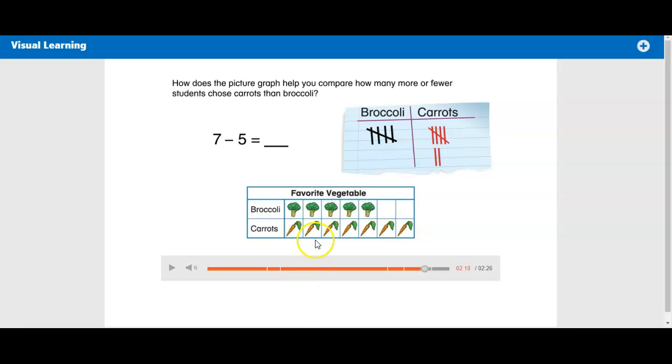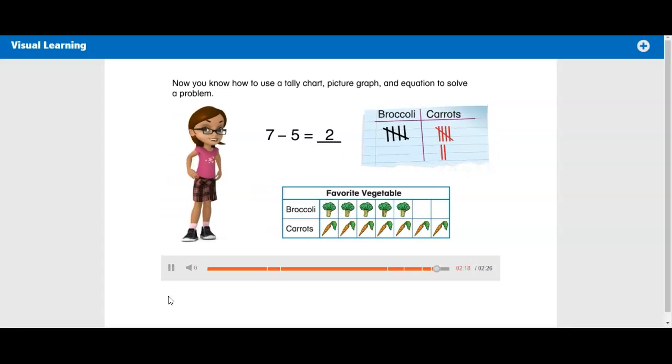When we look at the picture graph, we can see that there are 2 more carrots. So when asking how many more or fewer students chose carrots than broccoli, we can subtract the total number of carrots and the total number of broccoli to get our answer of 2. I can see that 2 more students like carrots. Now you know how to use a tally chart, picture graph, and equation to solve a problem. Great job!